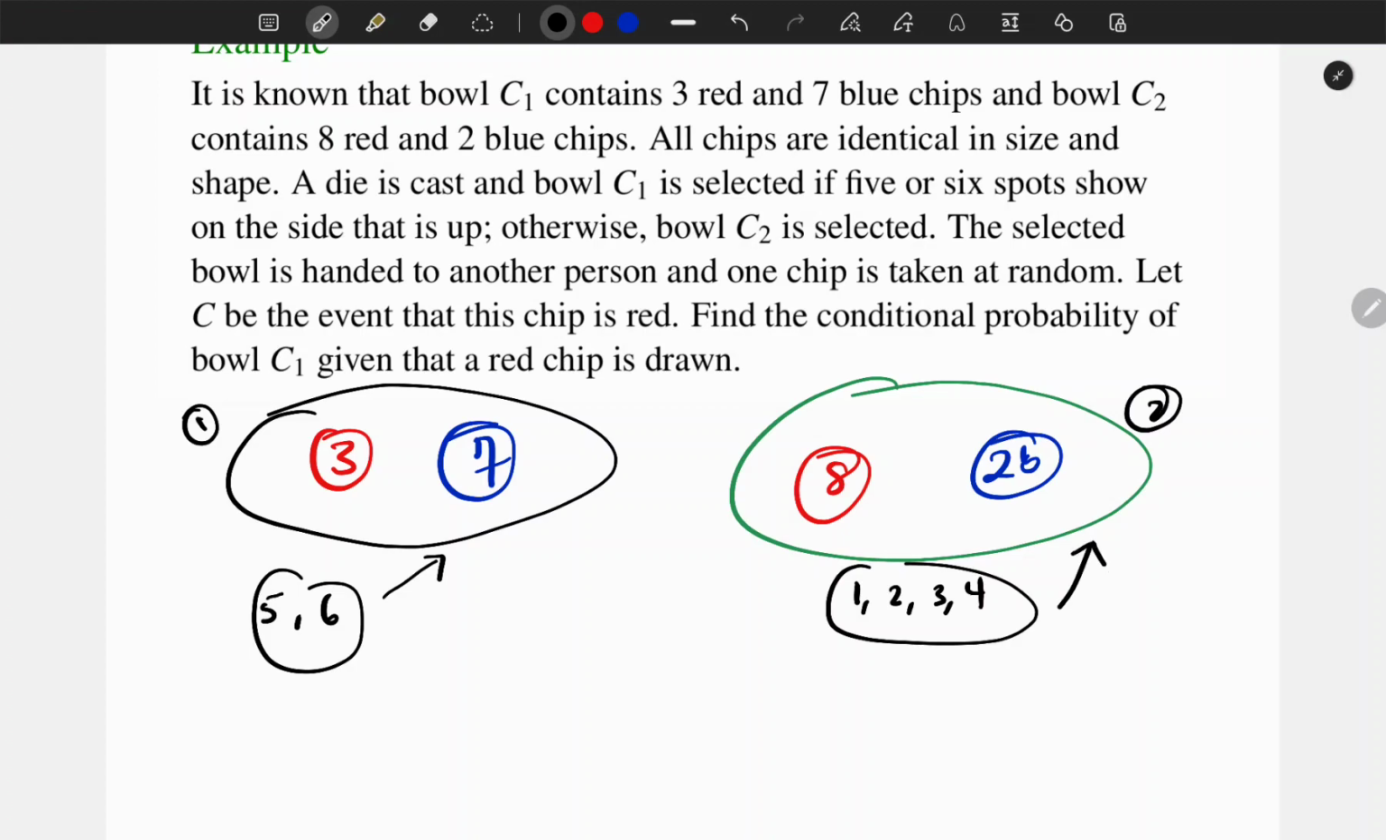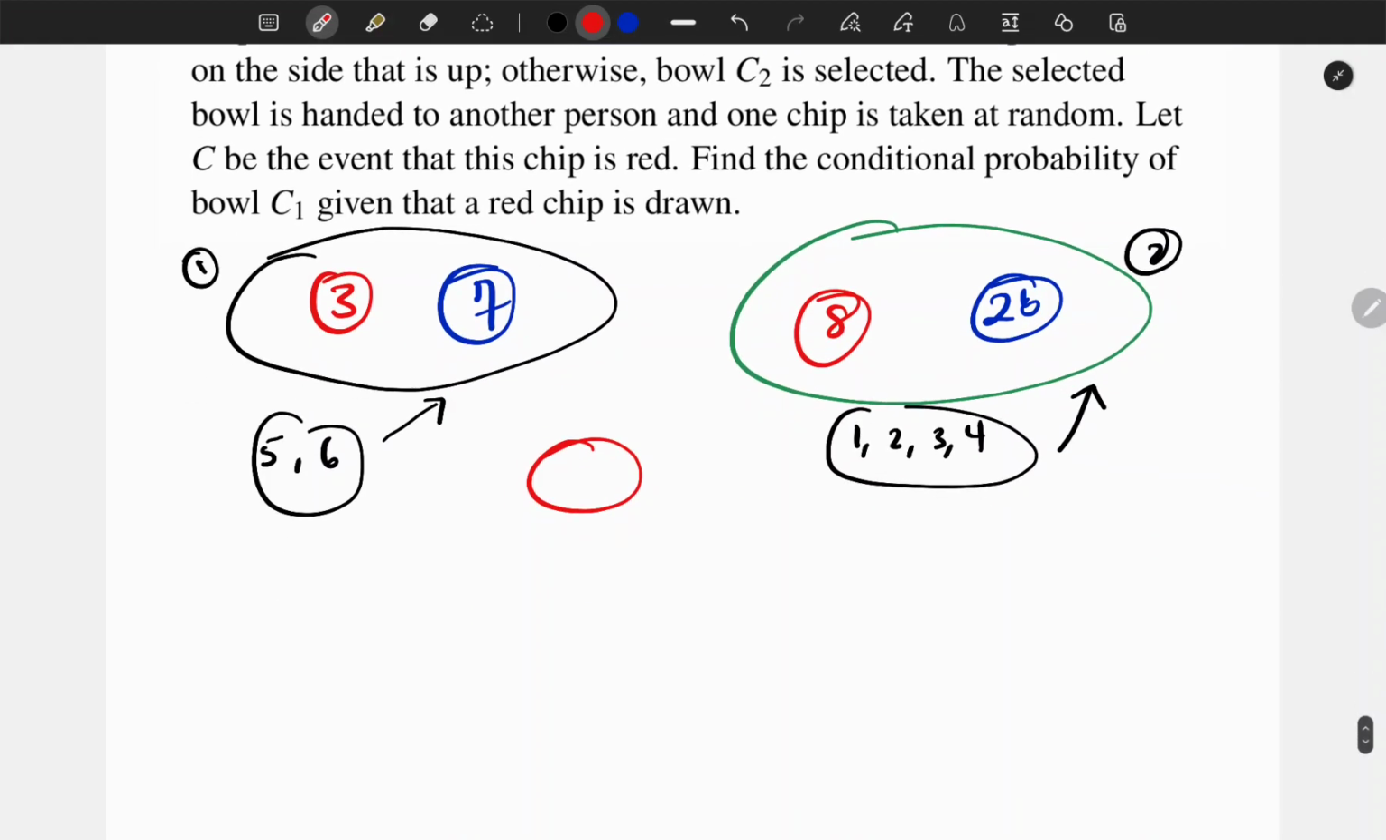The selected bowl is handed to another person and one chip is taken at random. Let C be the event that this chip is red. So we pick a red chip, but we don't know where it's coming from. So we have to find the conditional probability of C1 given that a red chip is drawn.